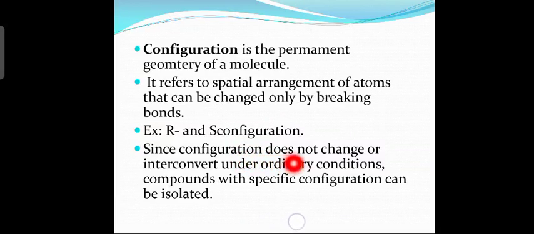Since configuration does not change or interconvert under ordinary conditions, compounds with a specific configuration can be isolated. Breaking of bonds takes place when you change from one form to another, so you can isolate them. Configuration can be isolated, whereas conformation cannot be isolated.